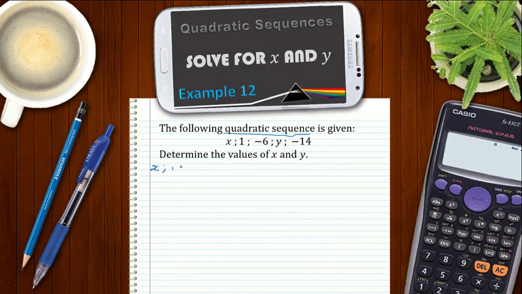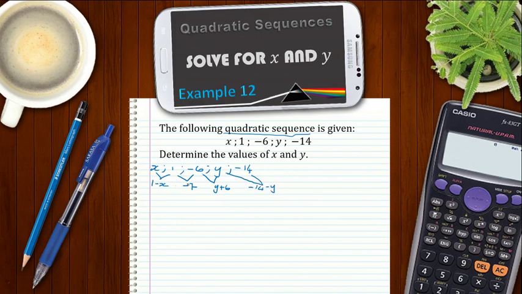Okay, so if I just rewrite this over here, we have x, 1, negative 6, y, and negative 14. Okay, and then what happens is we've got the first difference. So for here we've got 1 minus x. And then this one is negative 6 minus 1 is negative 7. And then this one is y minus negative 6, which becomes y plus 6. And this one, I'm just going to write it way over here, is negative 14 minus y. So that's negative 14 minus y.